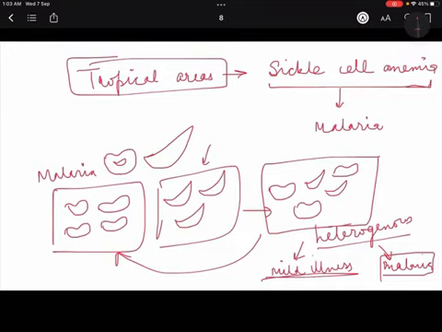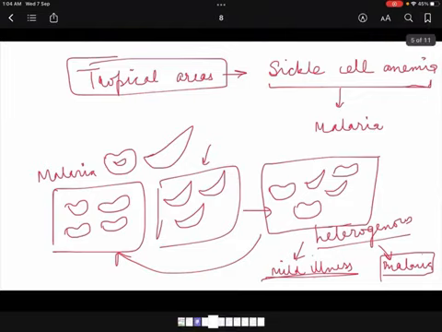Okay, so now you understand how natural selection plays a part. In normal places where malaria is not so prevalent, people having heterogeneous RBCs will not be considered the healthiest people. But in tropical areas where malaria is prevalent, natural selection has favored it. So you understand how natural selection plays a part on variation, right?